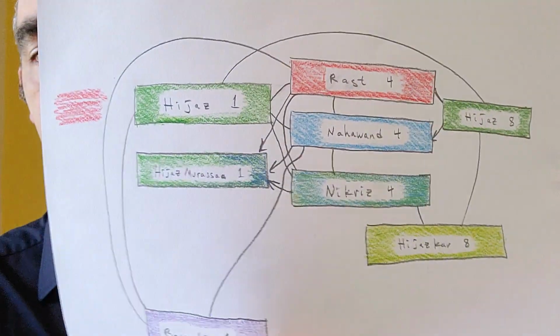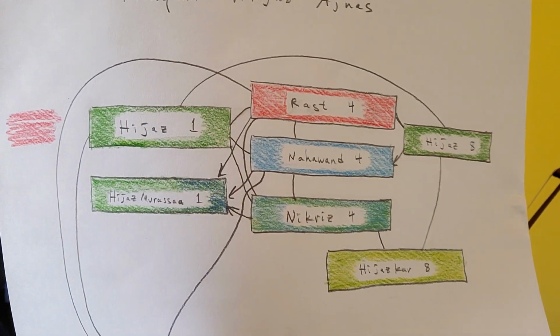So now let's compare it to Rust. 4, 5, 6, 7, 8, 8, 7, 6, 5, 4. Sing with me. 4, 5, 6, 7, 8, 8, 7, 6, 5, 4. So what note changed there?